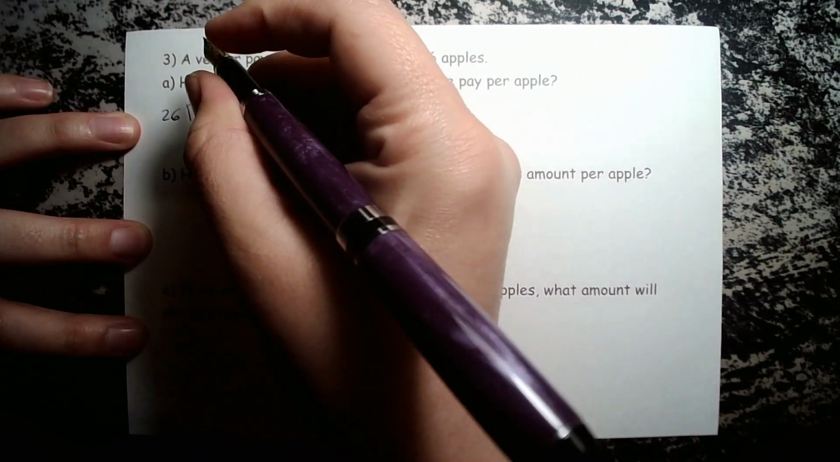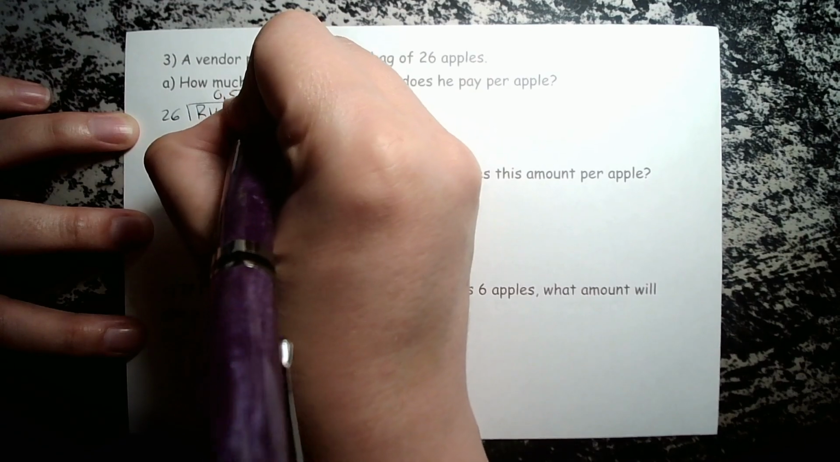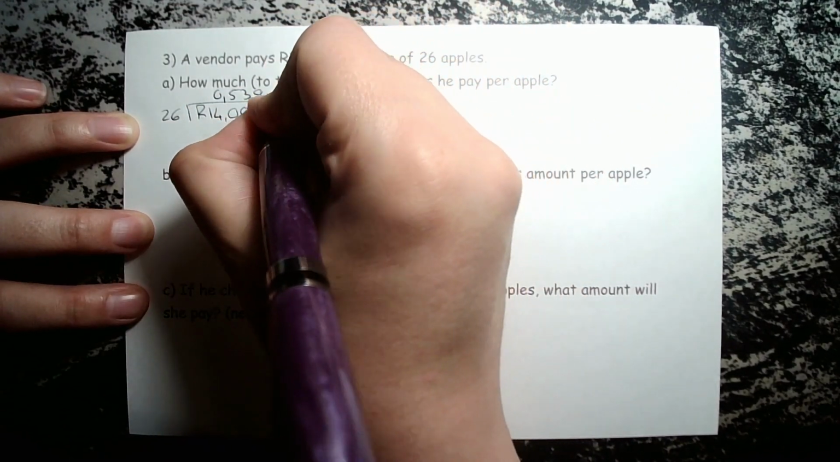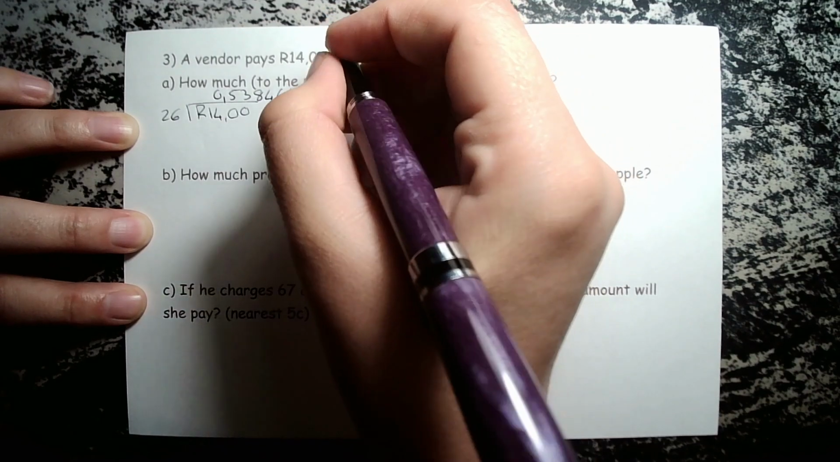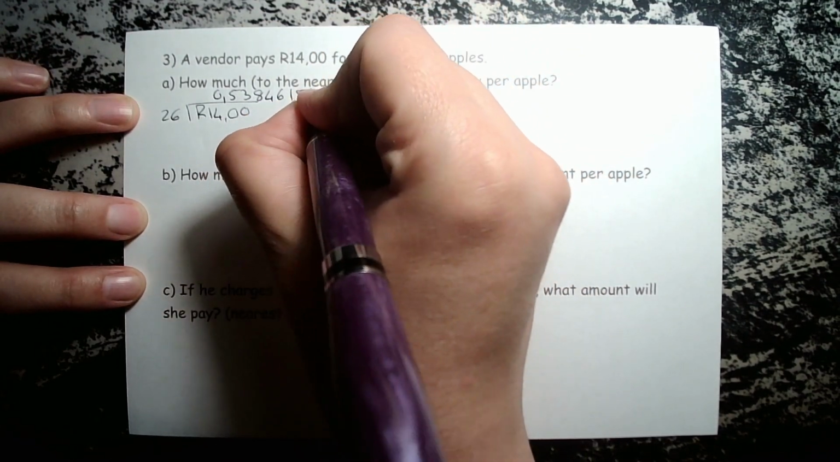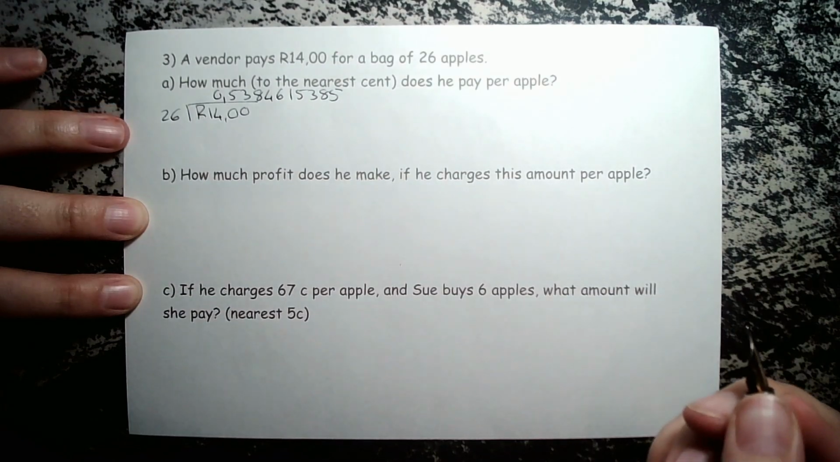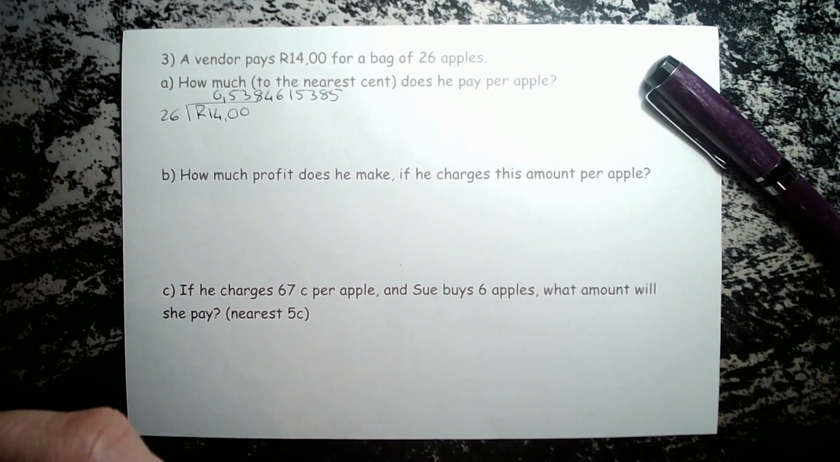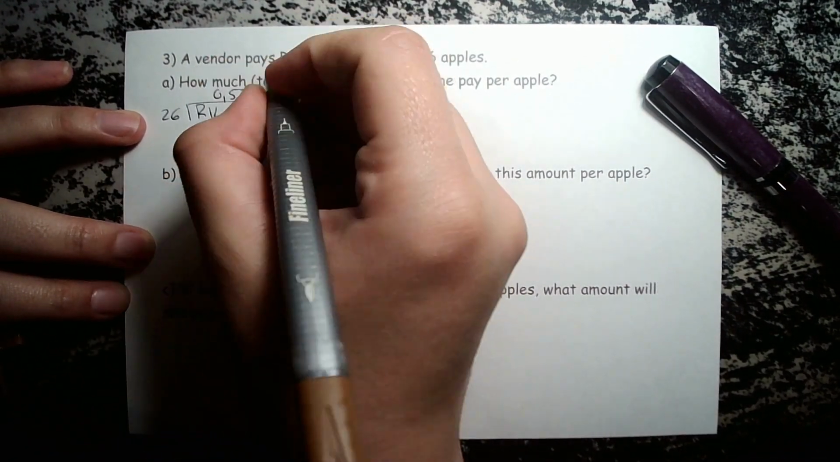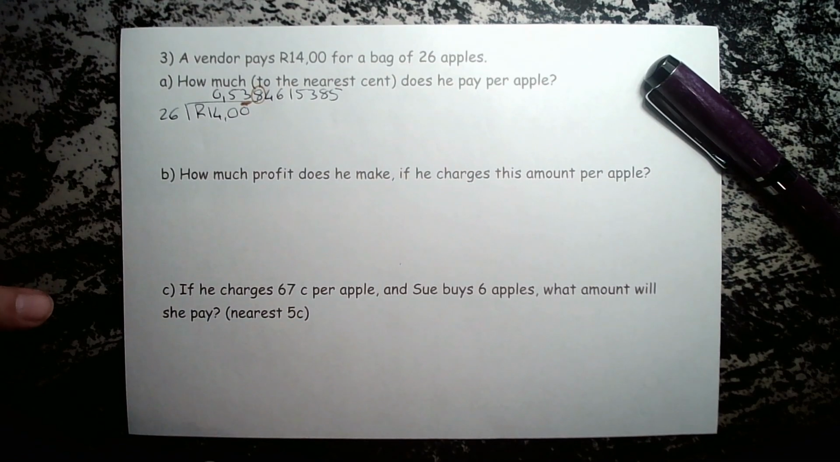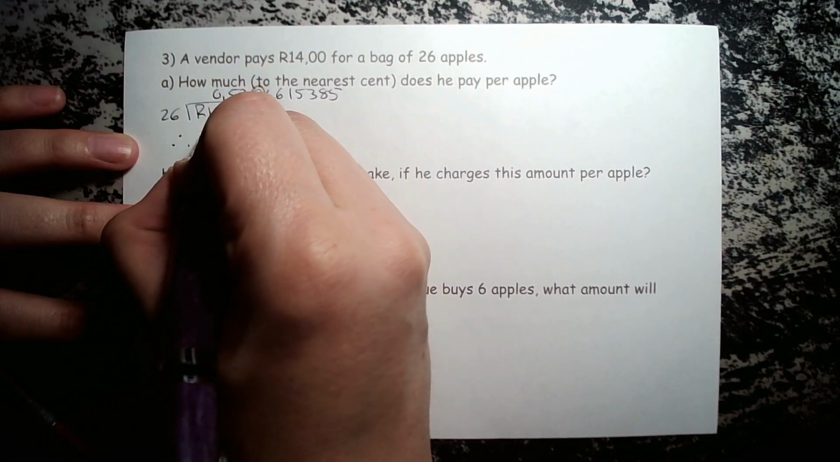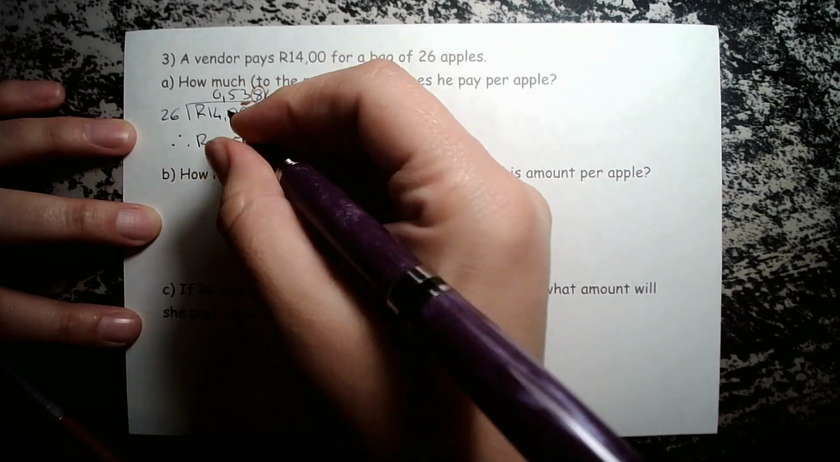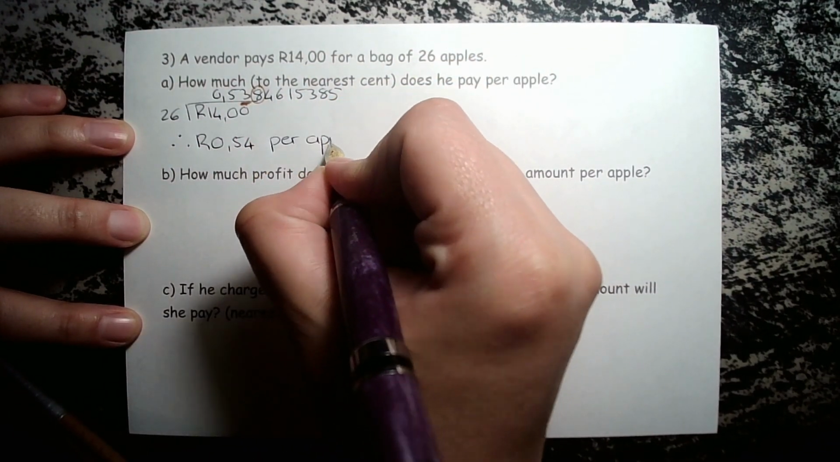of 0,5384615385. Now this is money and we're rounding off to the nearest cent. We will be rounding off to 2 decimal places. So that is what we will be looking at. We will be looking at the 8. The 8 is well within the green. We add the 1, and so therefore he pays 0 Rand and 54 cents per apple.